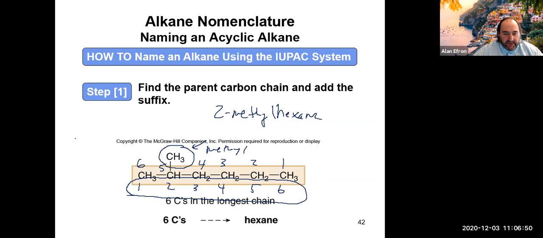Again, in line structure, it will look something like this. So again, in line structure, you do the same thing. You'd go 1, 2, 3, 4, 5, and 6. Or you could go 1, 2, 3, 4, 5, and go up to get 6. But no matter which way you go, it's going to be 6. So again, this would be our longest continuous chain, which would be hexane.